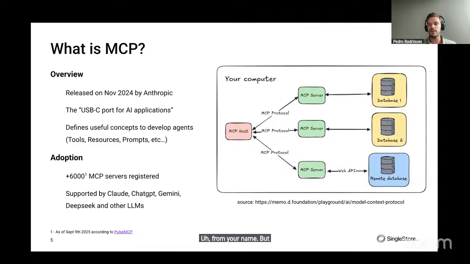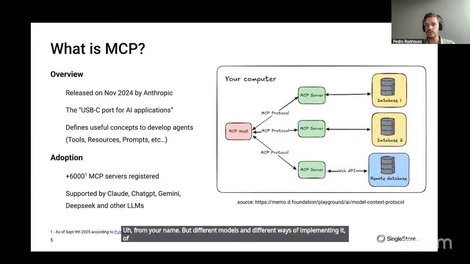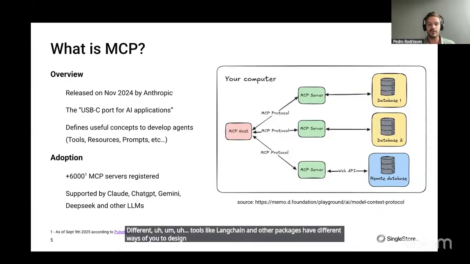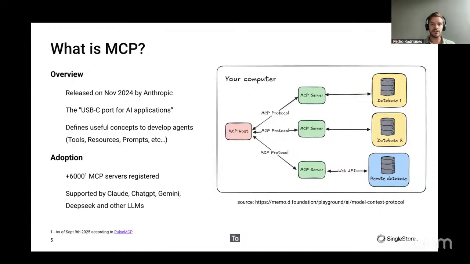But different models had different ways of implementing these tools. Tools like LangChain and other packages had different ways for you to design this type of function. So MCP was released in November last year by Anthropic to function as a standard way to do this.